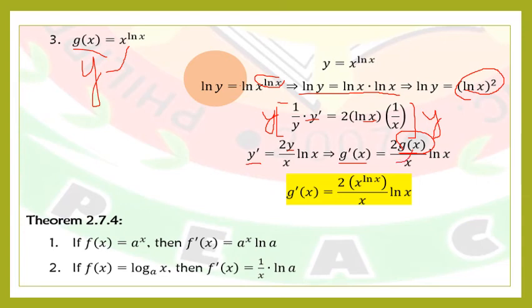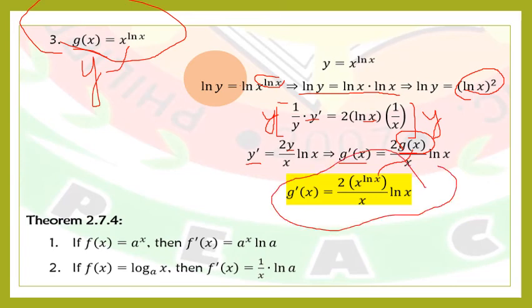Pinalitan siya doon sa given natin na x to the power of ln of x. Okay, si g of x naging x times x raised to the power of ln of x galing dito sa given. Okay, bring down sa x and then times ln of x. So, this is g prime of x.